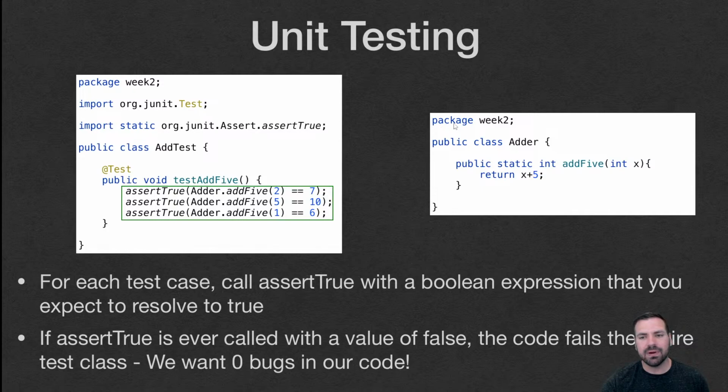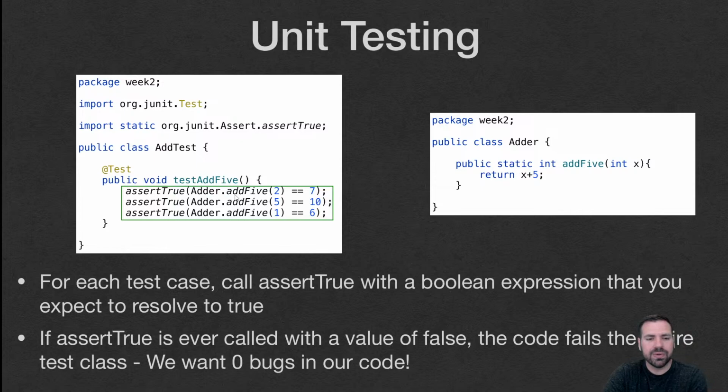If they were in different packages, I would have to import the adder class. I would have to import week2.adder. When you're testing in your homework, you'll have to import whatever you're importing, and then call the methods like this. And you could even import static week2.adder.add5, and then just do add5 without the adder dot, just like we did with the assert true. That's an option that you have.